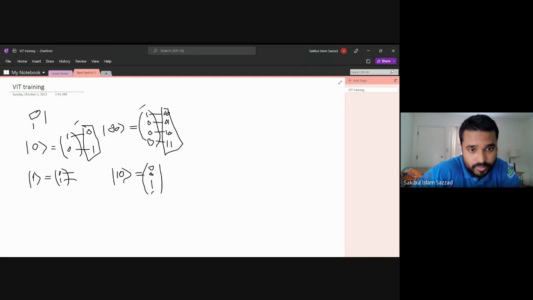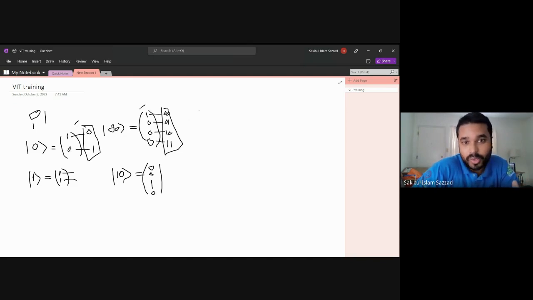Yeah. So now you can see this is 0, 0. This is for 2 qubits, 0, 0. Then you can also write 0, 1. Then we can write for 1, 0. Then we can write for 1, 1.